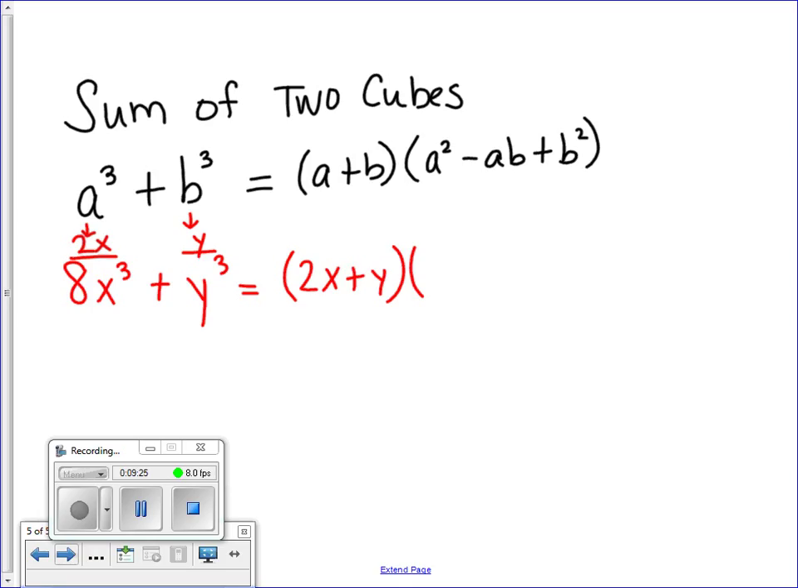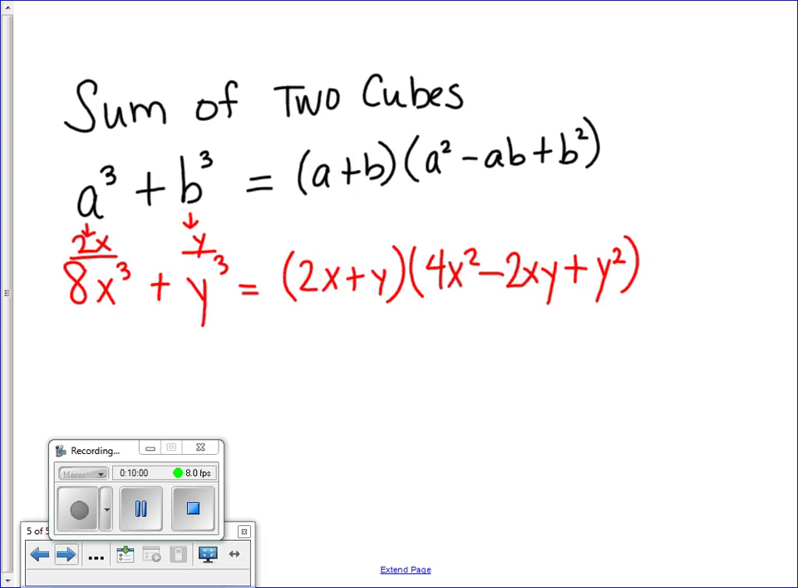And then we need 2x squared. So what's 2 squared? What's x squared? Yeah, it's x squared. Minus. Then we multiply them together, which would be what? 2xy plus y squared. That's your answer. There's no math that we can do right now necessarily. Just memorize this formula. Yes, ma'am.